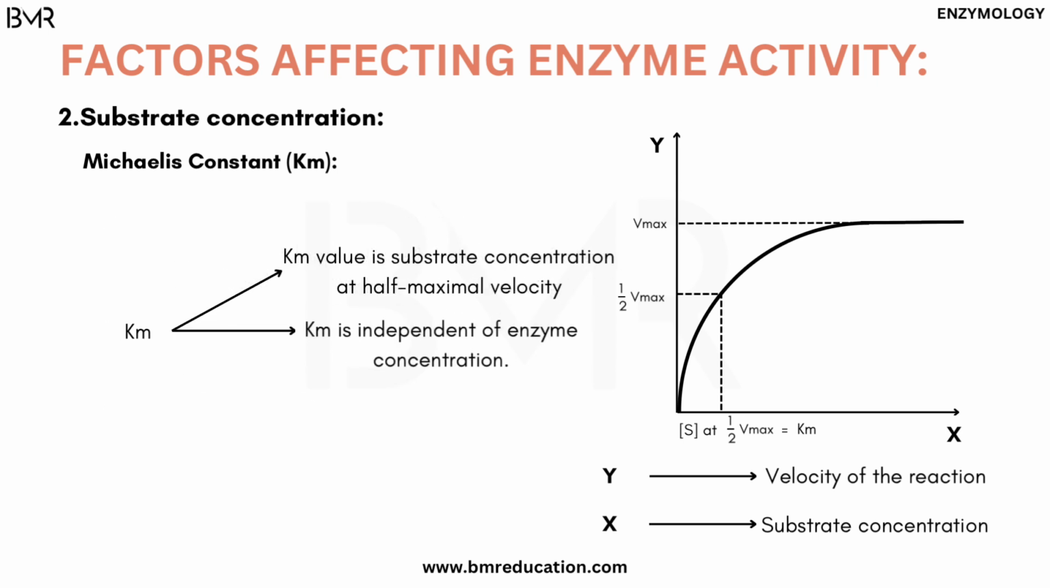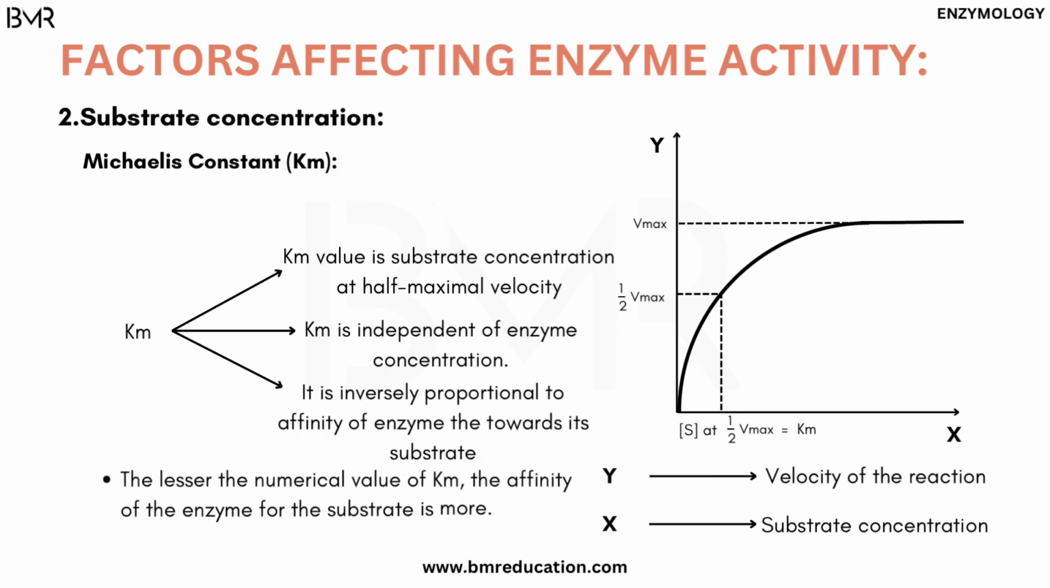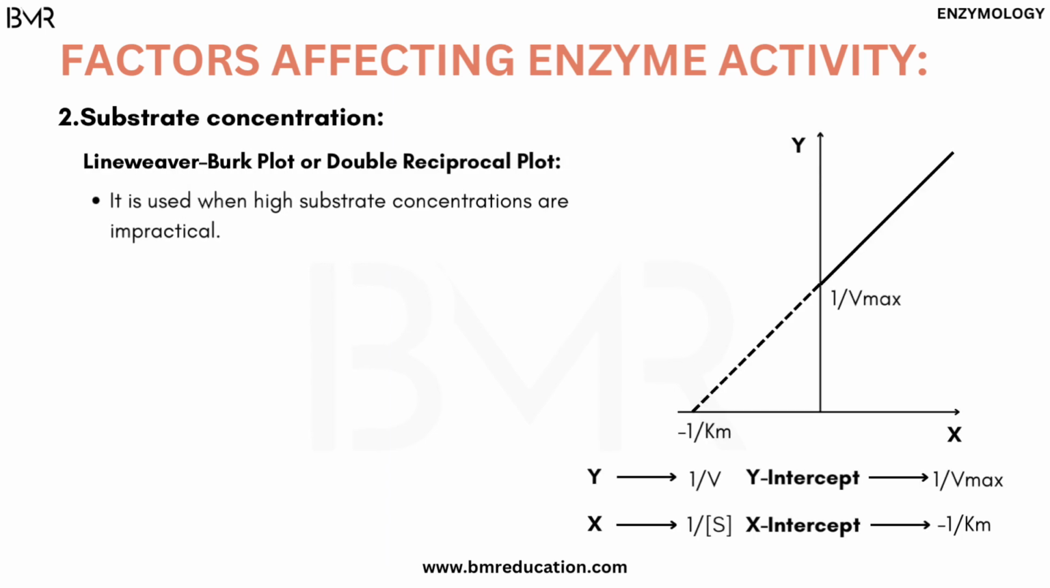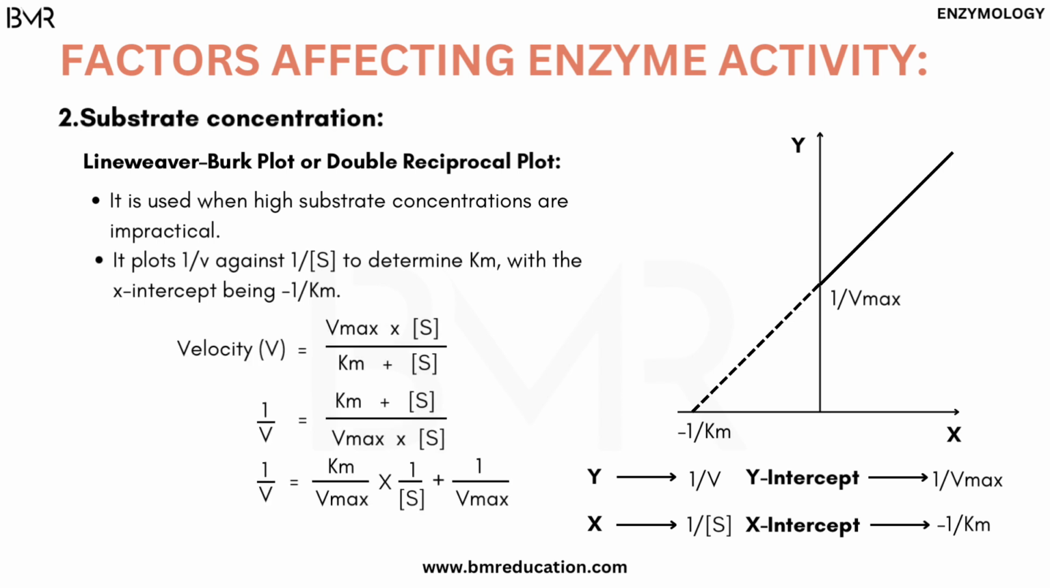The Michaelis-Menten constant is independent of enzyme concentration. It is inversely proportional to affinity of the enzyme towards its substrate. The lesser the numerical value of Michaelis constant, the more the affinity of the enzyme for the substrate. Lineweaver-Burk plot or double reciprocal plot. It is used when high substrate concentrations are impractical. It plots 1 by V against 1 by substrate concentration to determine Michaelis constant. This graph is made from the reciprocal Michaelis-Menten equation.